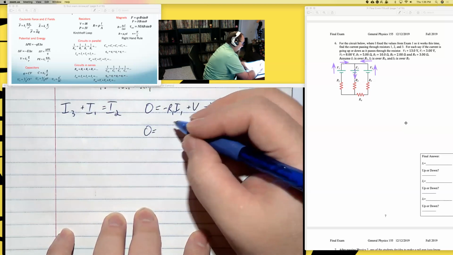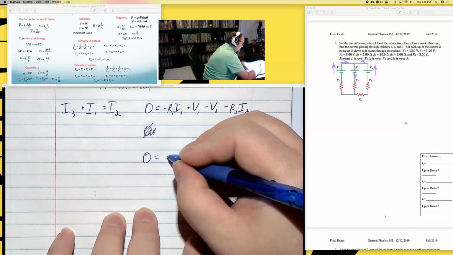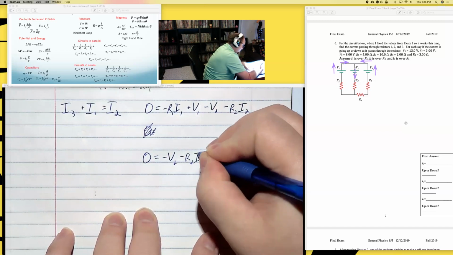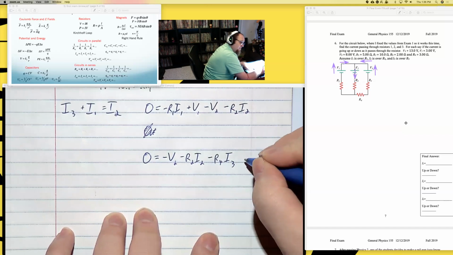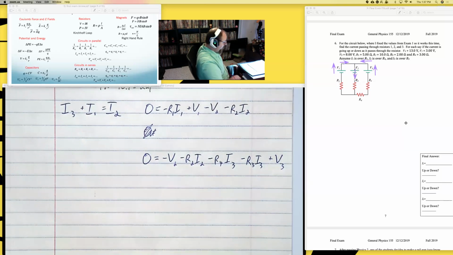Down through V2. Actually, let's give myself some more space. So I'm going against the battery, through R2, through R4, which also is the same current as I3, through R3, through V3. Once again, if you're going from the small side to the big side of the battery, it's positive. Big side to the small side of the battery, it's negative. If you go with your current on a resistor, it's negative. If you go against the current on a resistor, it's positive.